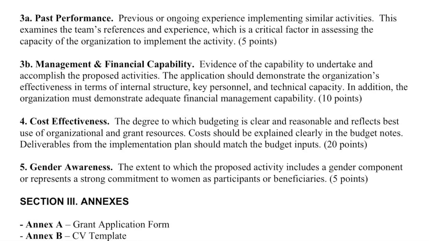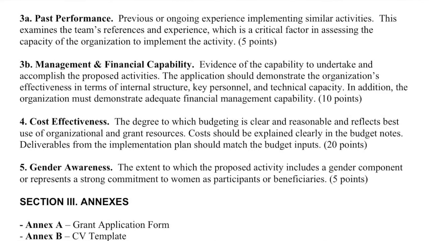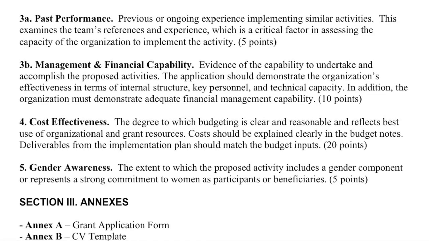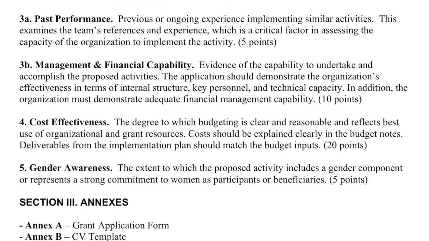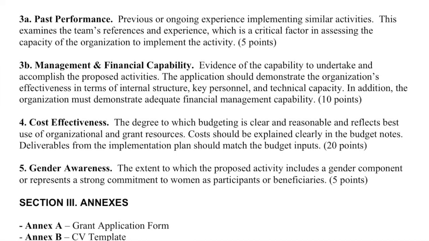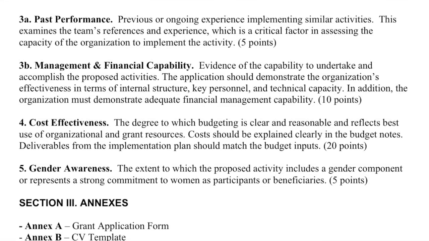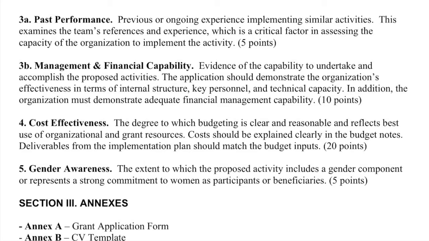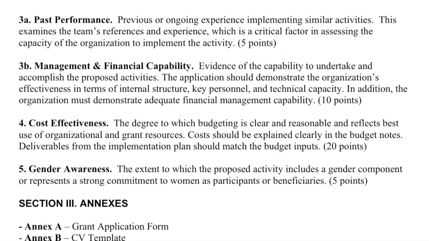Criterion 3B will score whether your organization and staff have the management and financial capacity to undertake and accomplish the proposed activities. The application should demonstrate the organization's effectiveness in terms of internal structure, key personnel, and technical capacity. In addition, the organization must demonstrate adequate financial management capability. This will focus on the information provided in Annex E, self-assessment form. This section is worth 10 points. There is another session in this tutorial that will walk through this annex in detail.